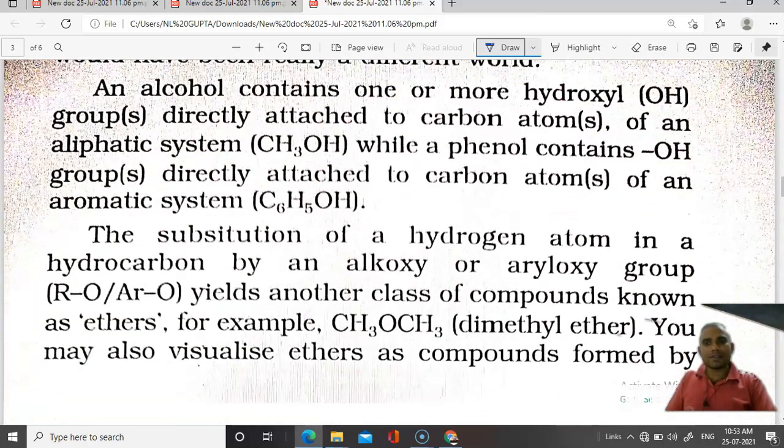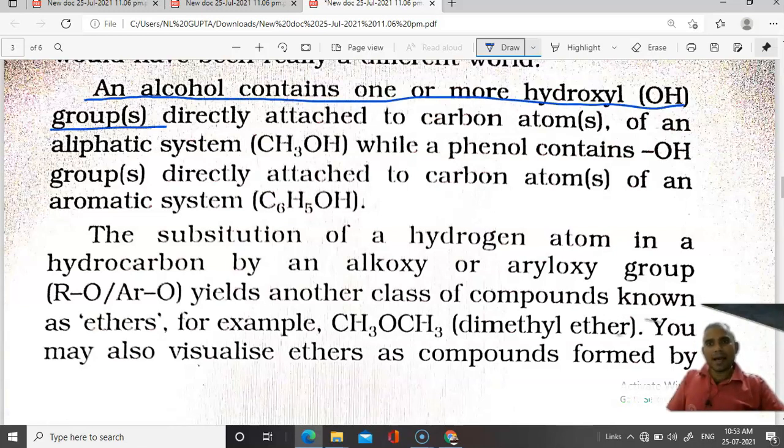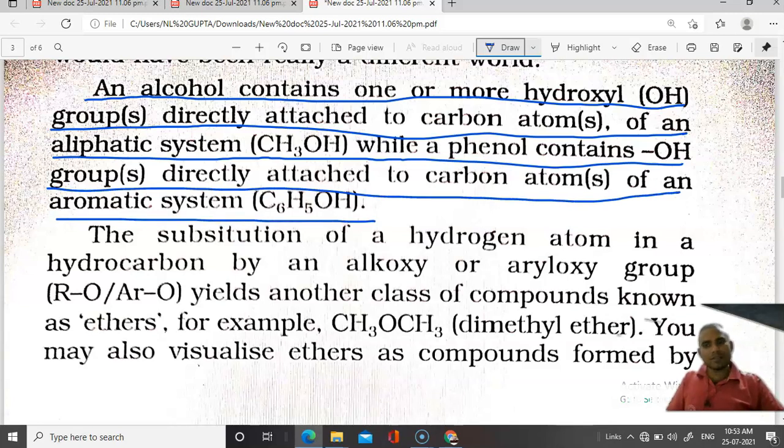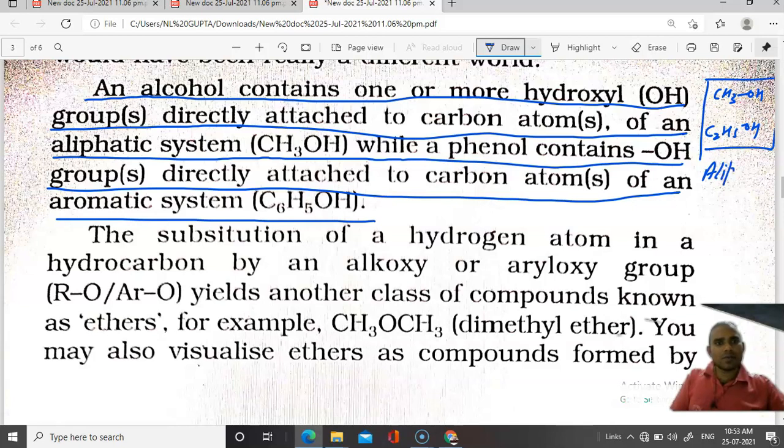Now let us look at some other properties, students, and what points they are making. An alcohol contains one or more hydroxyl groups directly attached to a carbon atom of an aliphatic system, that is CH3OH, while phenol contains an OH group directly attached to a carbon atom of an aromatic system, that is C6H5OH. So here CH3OH or C2H5OH, these are the alcohols, student. These are the alcohols, and this kind is known as open chain aliphatic alcohols.